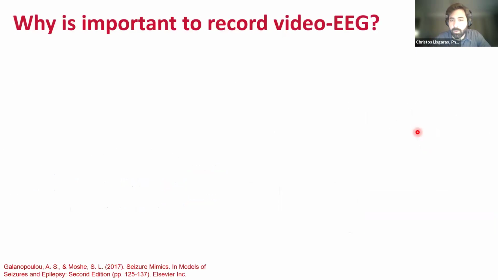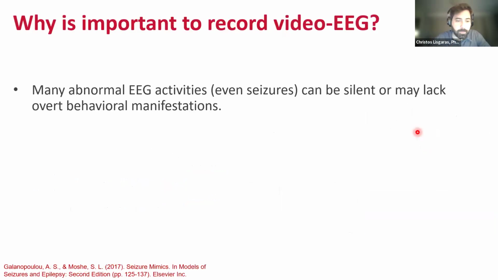But why is it really important to record the video EEG? I'm gonna give you two main reasons. One is that many abnormal EEG activities, even seizures, can be silent or may lack overt behavioral manifestations. So it's not really clear that, for instance, an animal experiences a seizure or has an abnormal EEG because we don't see something weird in their behavior, but there might be some hints that we might have missed, and there may be very subtle changes in behavior.